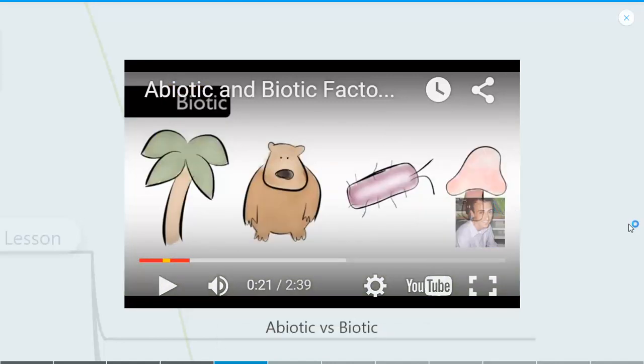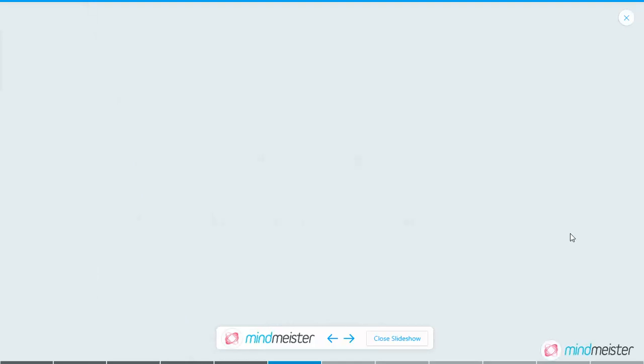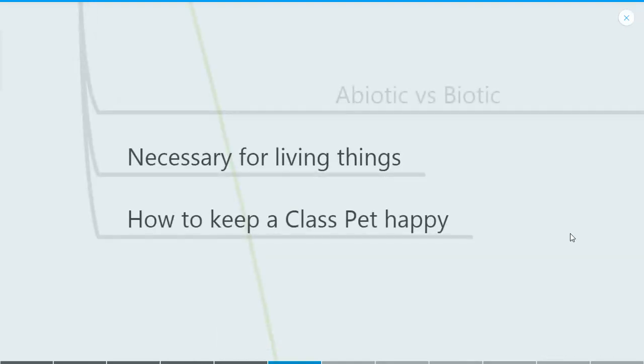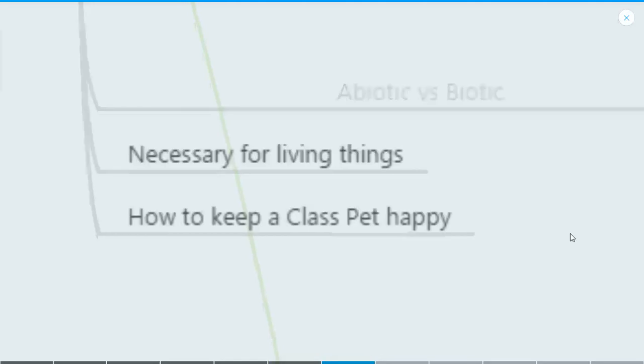The second portion of the science lesson that we would go over is what's necessary for living things and how to keep a class pet happy. So this revolves around the theme in the sense that we're talking about Humphrey, who was a class pet, he was a hamster, and what different abiotic and biotic factors would be necessary to keep Humphrey alive and happy.